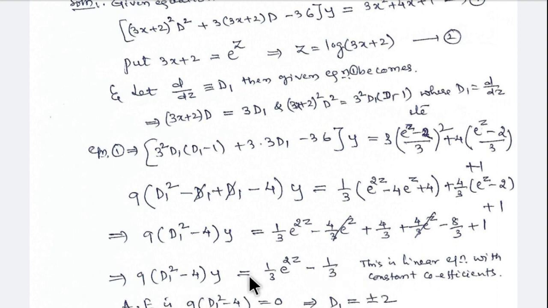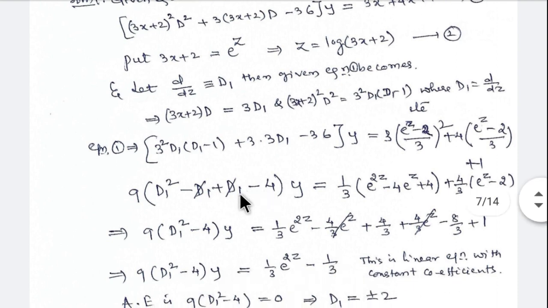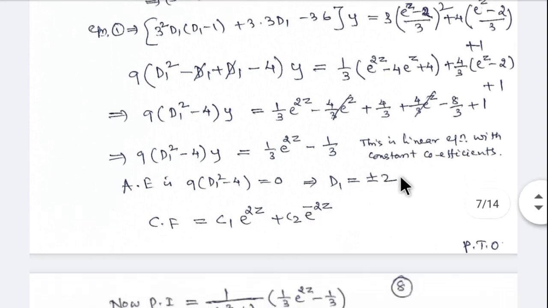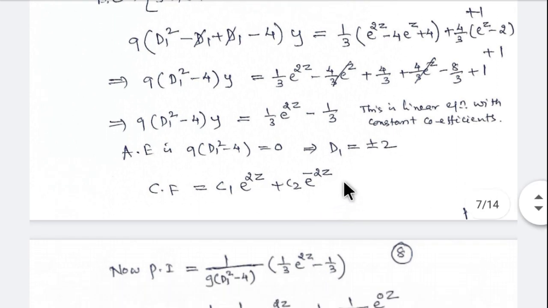So this is a linear differential equation with constant coefficients. Now you can solve by using complementary function and particular integral. To find the complementary function, take the help of the auxiliary equation. Auxiliary equation is 9 into (D1² − 4) equating to 0. From this, cancelling 9, D1 equal to plus or minus 2. So real roots are distinct. So complementary function is c1 e^(2z) + c2 e^(−2z).